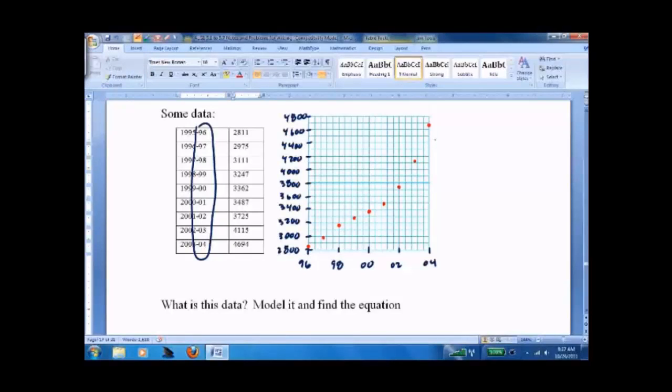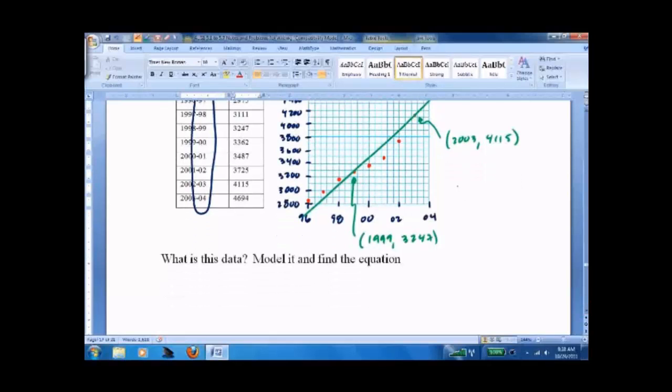And there is no right or wrong way to do this. You just guess the best you can. Yeah, we got 3, 4 on one side, 3 on the other side. These are kind of close. That one's off a little bit. That looks pretty good. So now we need the points. This point is 2003, 4115. This point is 1999, 3247. So now we got a model.